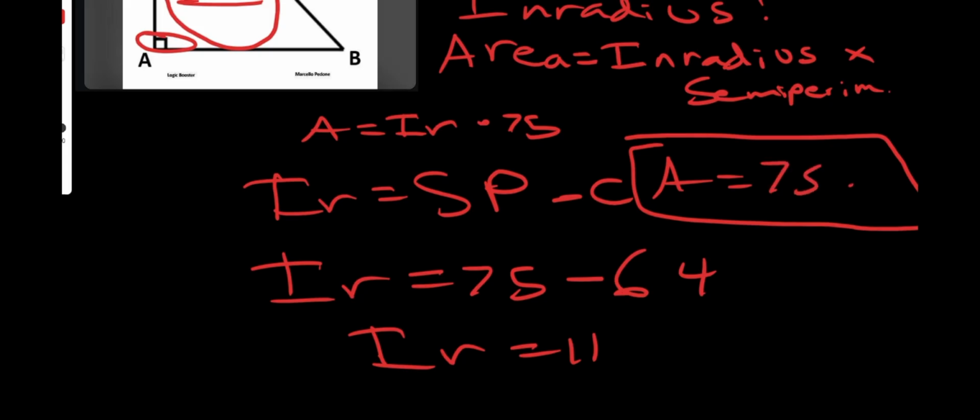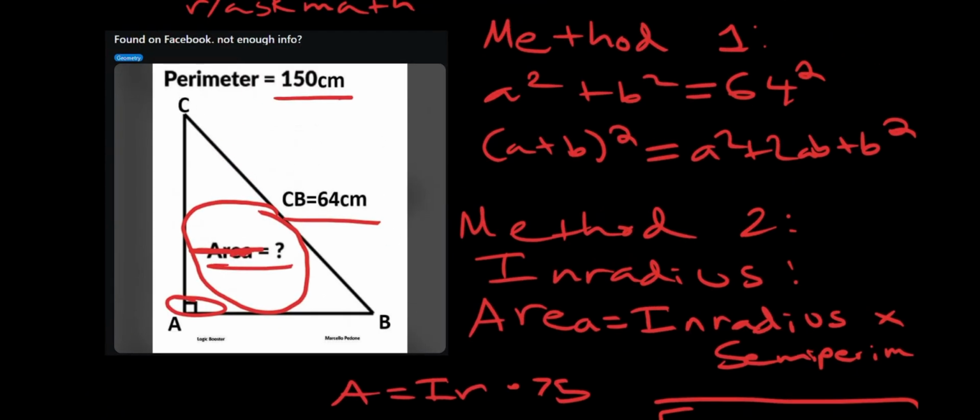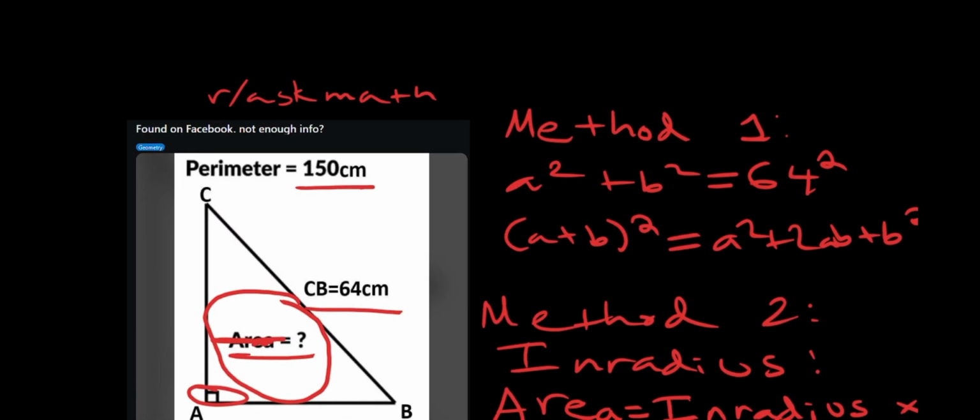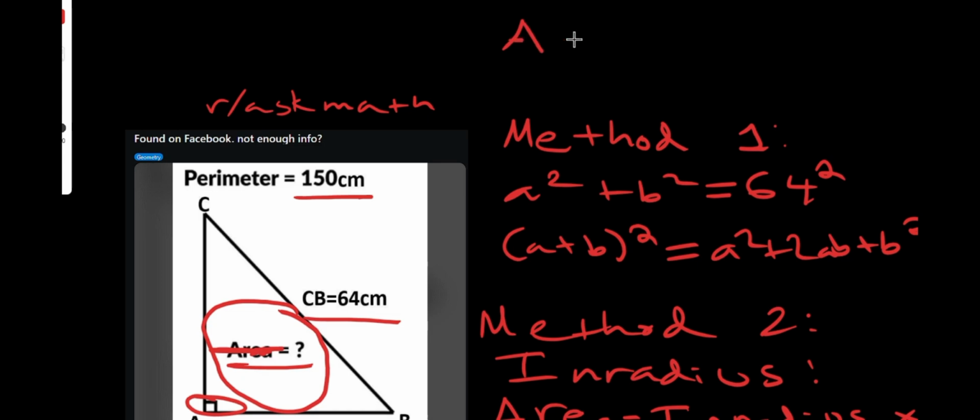75 times 11. And 75 times 11 is going to be 750 plus 75. That's 825. So, in order to be specific, the answer to this problem over here is that the area is equal to 825 centimeters squared.